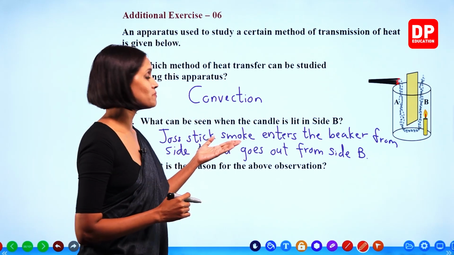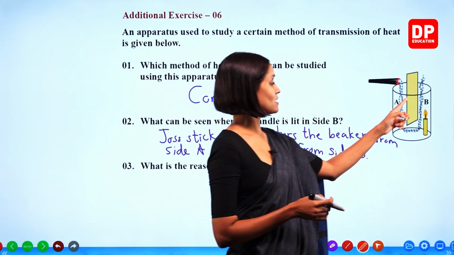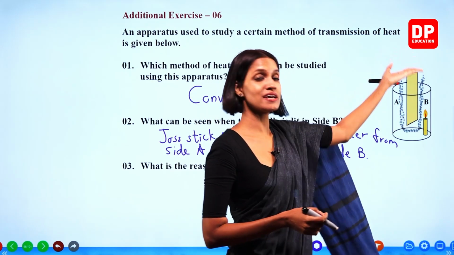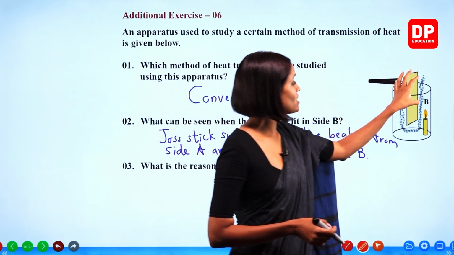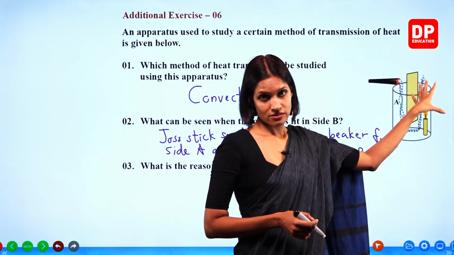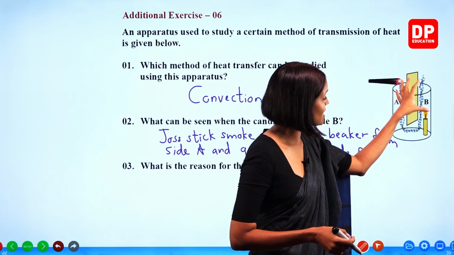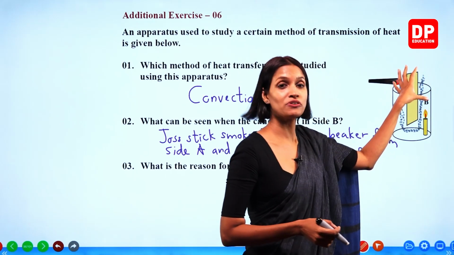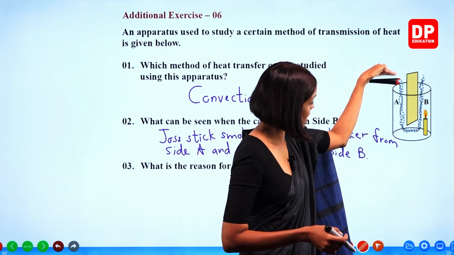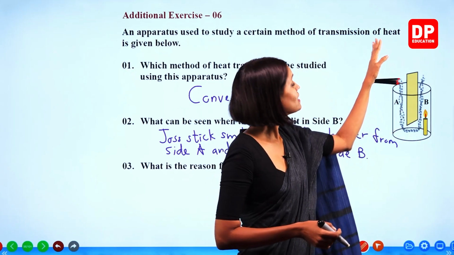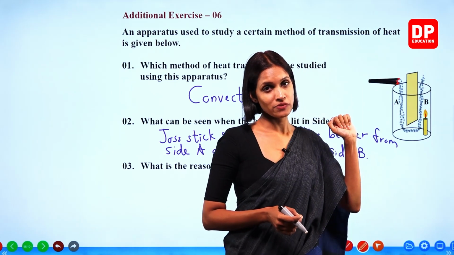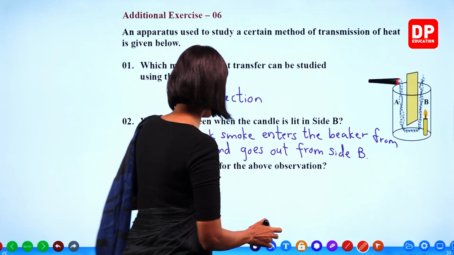What is the reason for the above observation? When we light the candle, the air above the candle gets heated up and goes up as convectional currents. So then a low pressure area is created above the flame. Okay, so to fill that gap, to fill that space, cold air comes from outside through side A, and along with that cold air, it brings this joss stick smoke. Okay, so that is the reason. We will write.